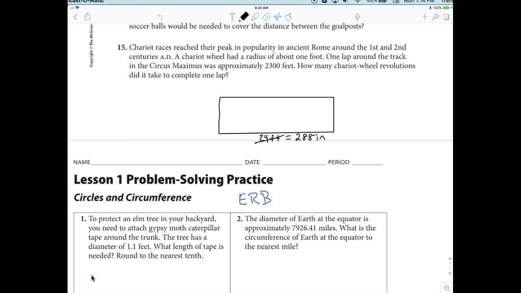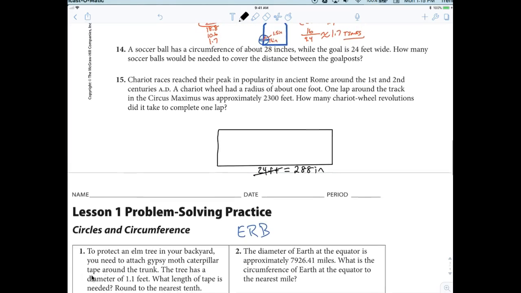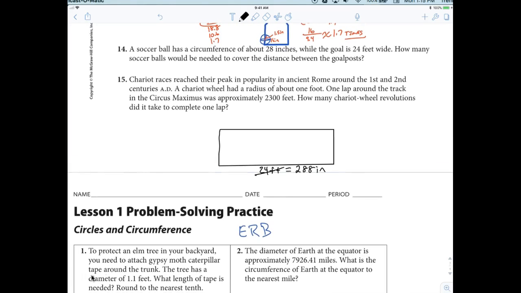All right, so I'm going 28 inches. Now, the circumference of my soccer ball is 28 inches. So if the circumference of the soccer ball is 28 inches, look what I'm trying to draw here, guys.